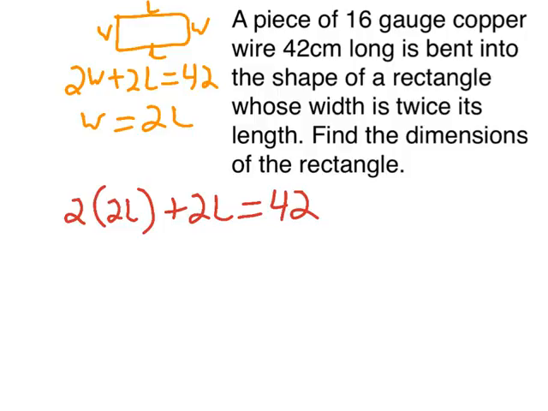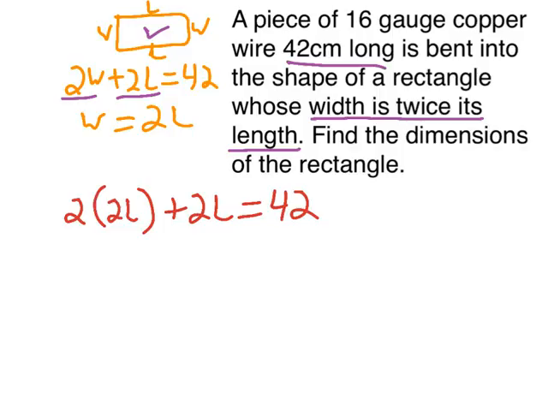A piece of 16 gauge copper wire which is 42 centimeters long is bent into the shape of a rectangle whose width is twice its length. Find the dimensions of the rectangle. So I start by making a drawing. After I made that drawing, I set up an equation: 2w plus 2l, in other words, 2 of the widths plus 2 of the lengths has to equal 42, which is the perimeter or how long the wire is.